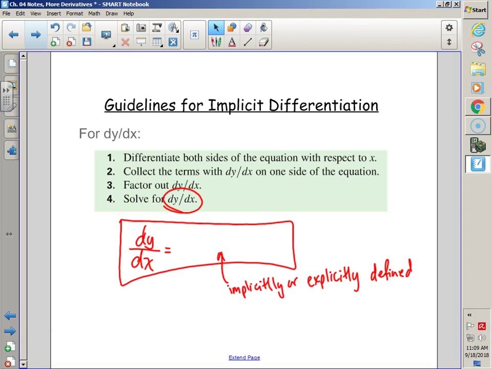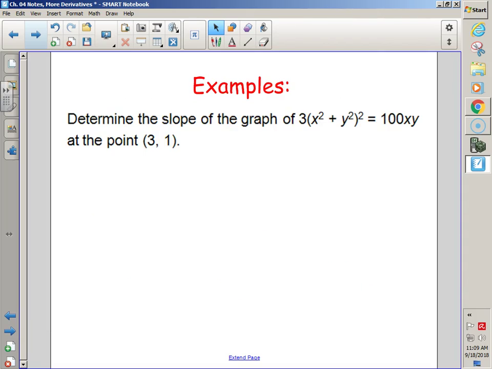As long as you can do chain rule correctly, we're just trying to get all the terms with dy dx on one side so we can factor out the dy dx so that we can solve for it and get it alone. So, ready, set. In your groups, go. Green highlighter. Ready, set, go.